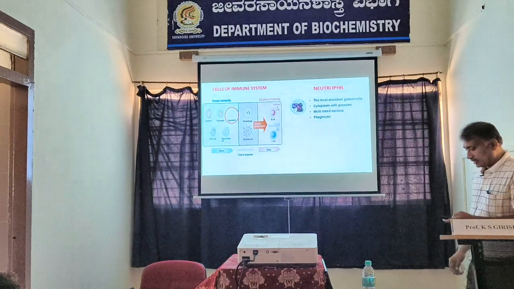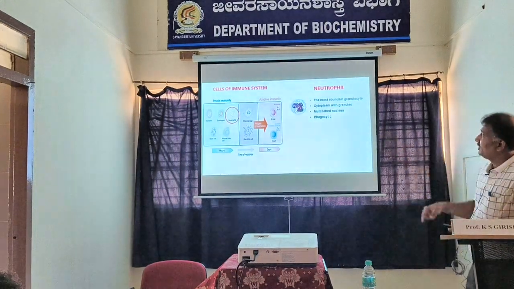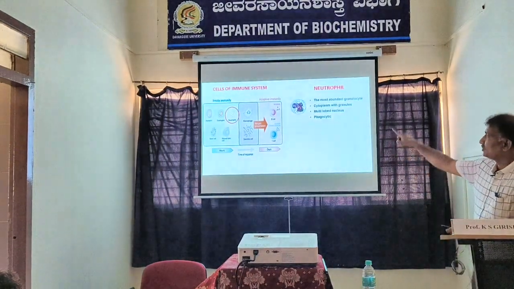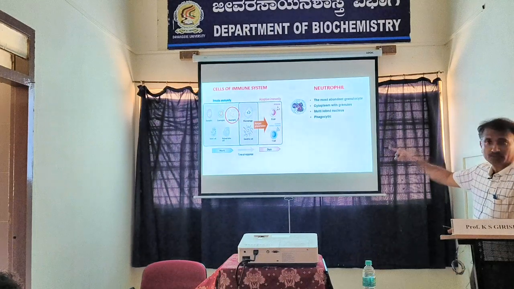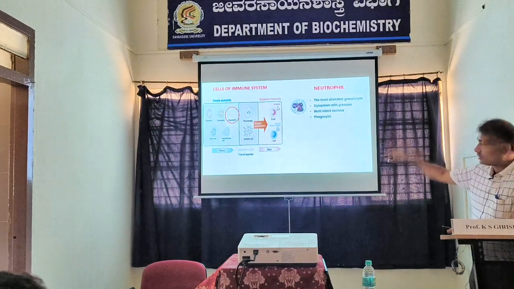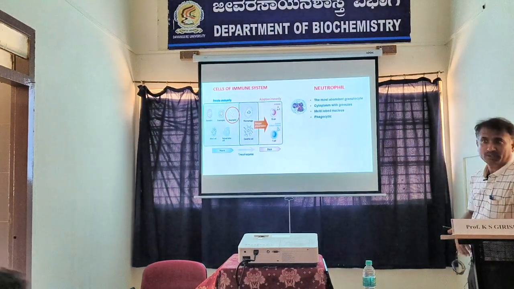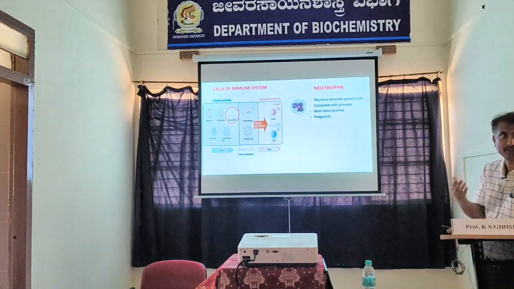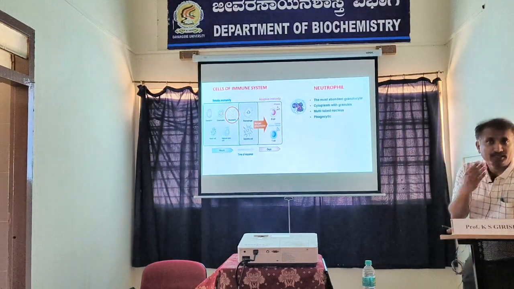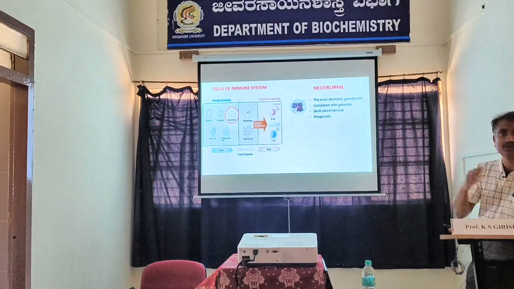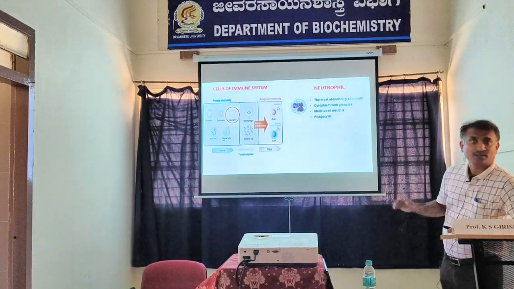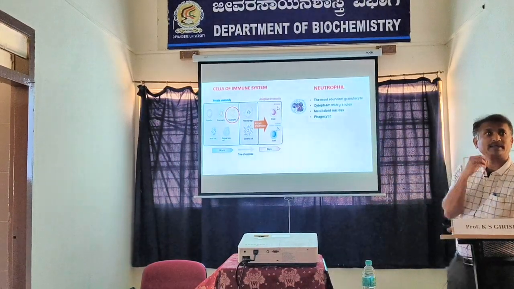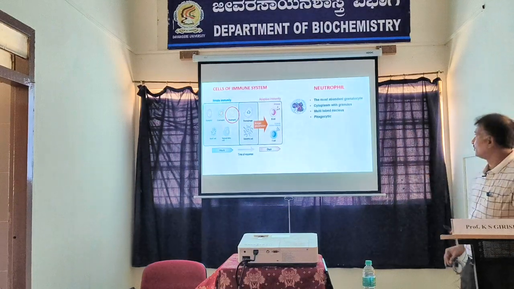In the innate immunity, as I said earlier, there are so many cells. It includes basophils, eosinophils, neutrophils. All of them are granulocytes, whereas mast cells and natural killer cells are agranulocytes. Among these, I am interested in neutrophils. Being an innate immune cell, their number is huge when compared to the rest of the granulocytes and agranulocytes. That's why we are interested in neutrophils.